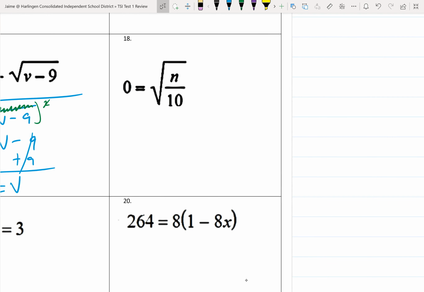Number 18. Is there anything in front of the square root right here? No. Was there anything afterwards? No. So it's perfect. It's ready to be solved. How do you get rid of the square root?